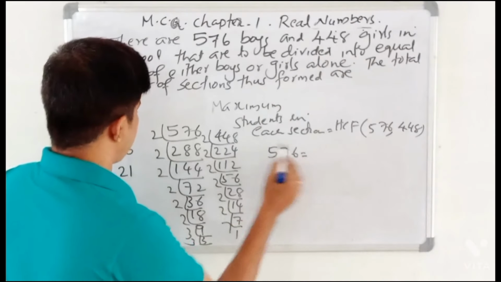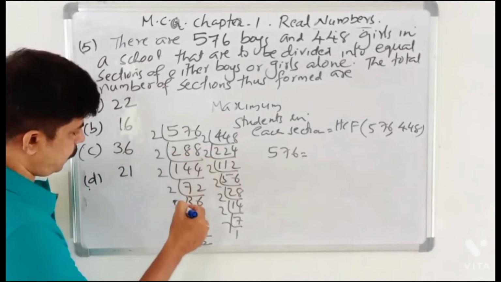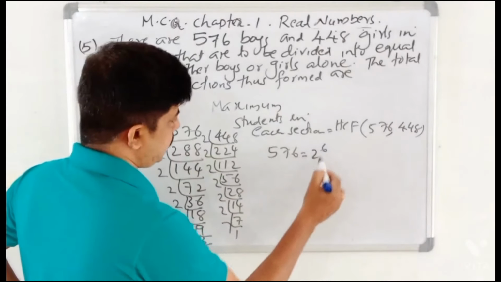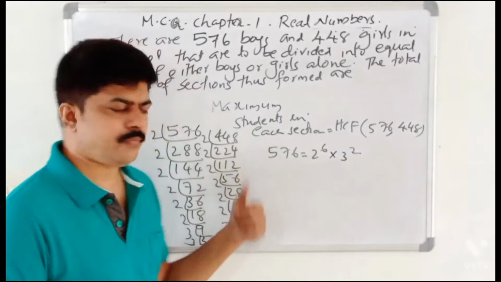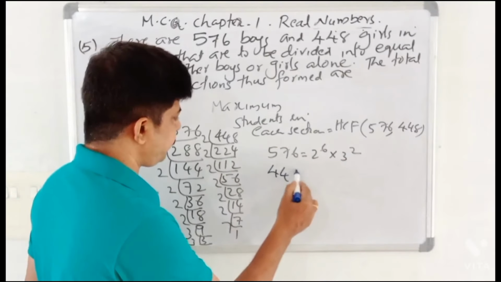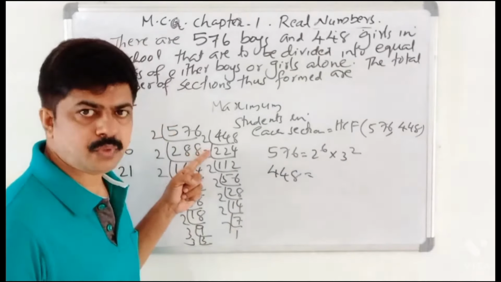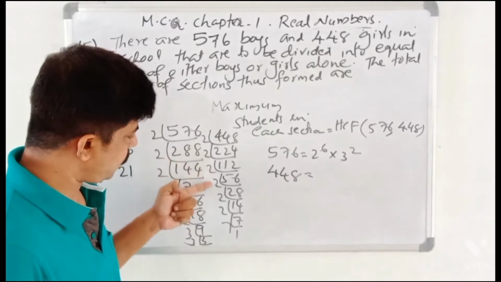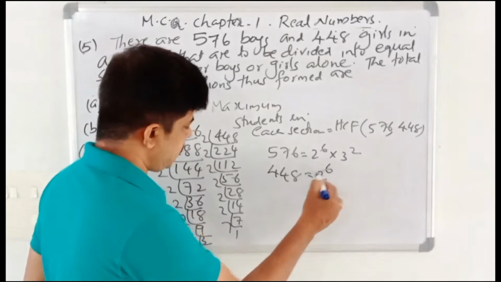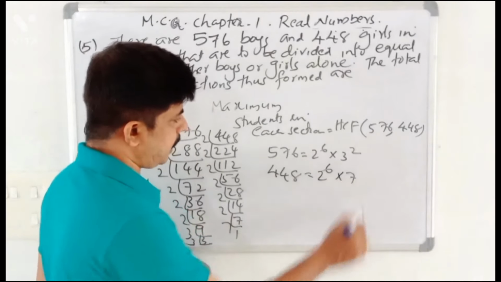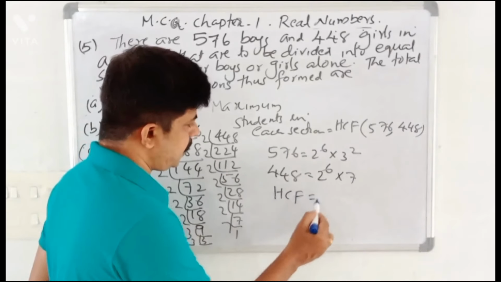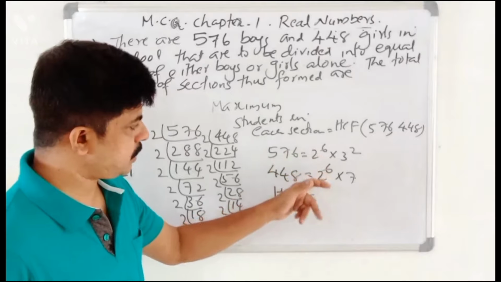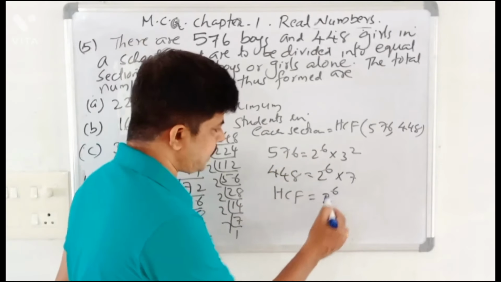576 is equal to 2 six times and 3 two times. Like this, in 448 how many times do we have 2? We have 1 2 3 4 5 6 7, seven times, and 7 one time. Okay, therefore HCF is the common factors with the least power. Therefore 2 raised to 6 is the HCF.